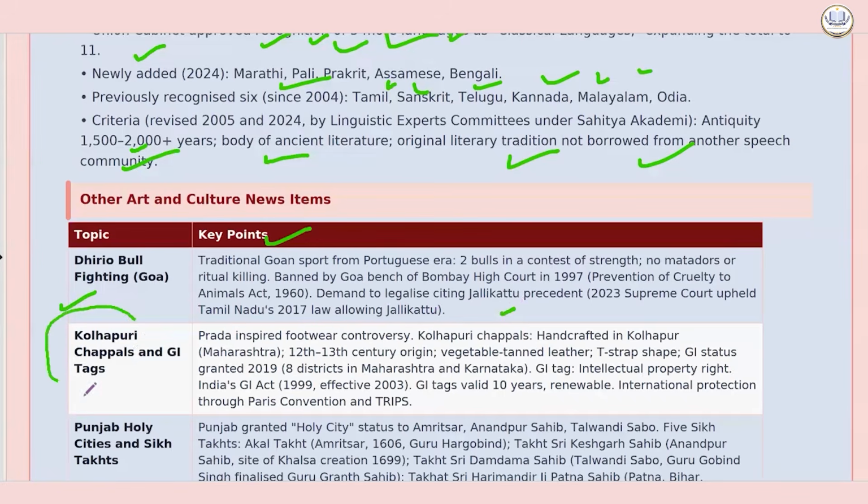Then we have Kolhapuri chappals and the GI tag. The Prada inspired footwear controversy: Kolhapuri chappals are handcrafted in Kolhapur, Maharashtra, with 12th to 13th century origin, vegetable tanned leather, T strap shape, GI status granted in 2019, covering districts in Maharashtra and Karnataka. GI tag is intellectual property under the India GI Act, which we have already read.